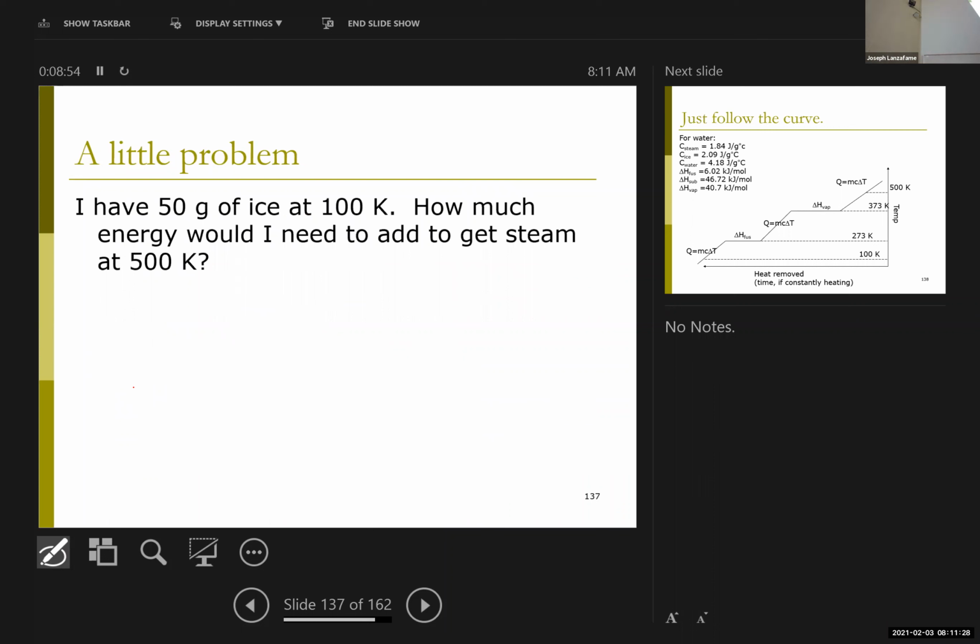And as I alluded to on Wednesday, these problems are deceptively simple as phrased. If you want to be a student instead of a thinking scientist, you will do the natural thing, which is try to somehow take my three numbers and multiply them, add them or something, and get an answer. In fact, I cannot go directly from 100 Kelvin to 500 Kelvin. It's not a single process that gets me there because of the phase changes.